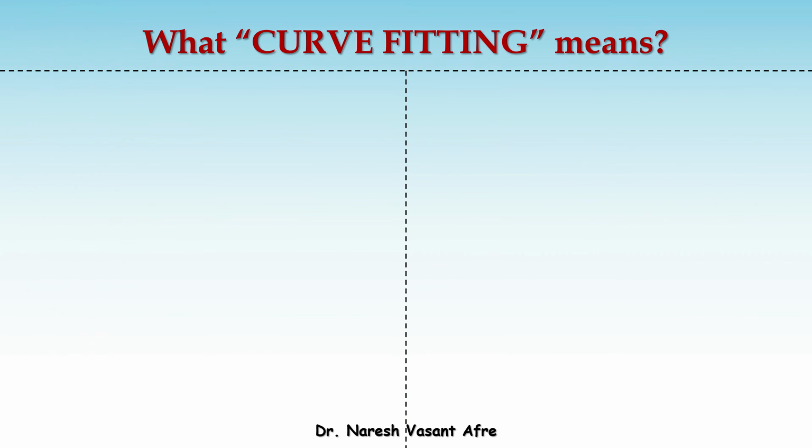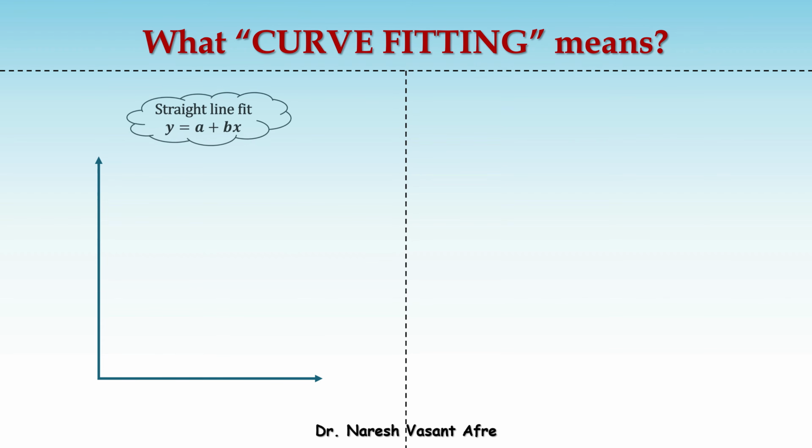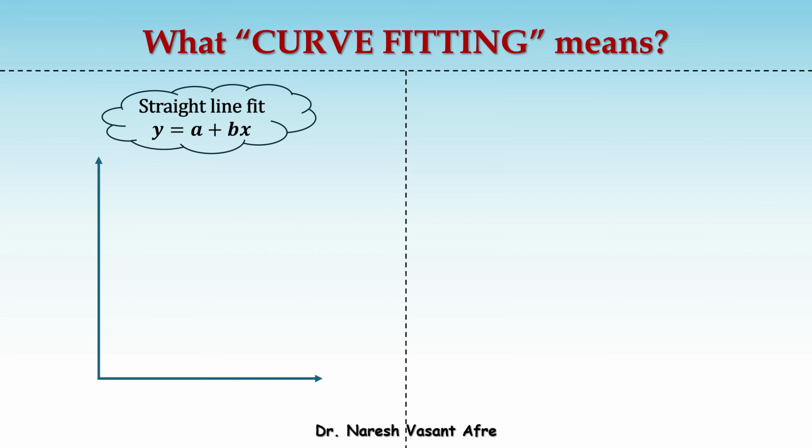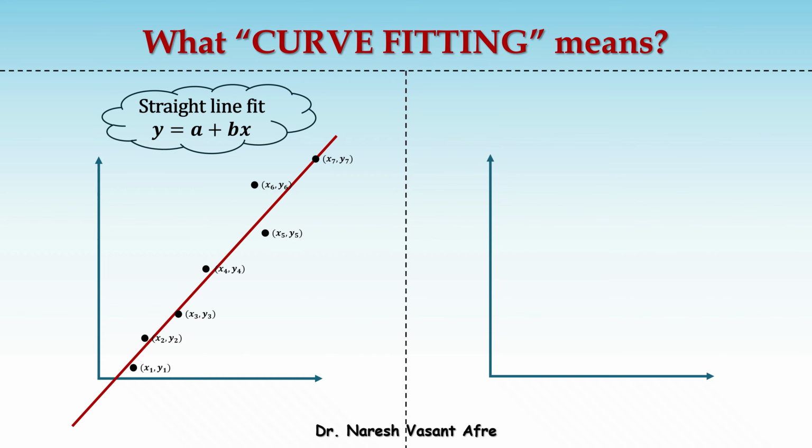Okay, before going ahead, let us understand what curve fitting means. Two types of fitting that we are going to discuss in this video are straight line fit, wherein, given data x1, y1, x2, y2, x3, y3 and so on, we are in search of a straight line which is very close to these points. That means the distance of these points from that straight line should be minimum.